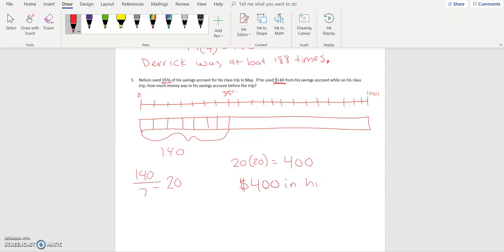in his savings account before the trip. Okay. You could write it in there if you wanted to. Just a lot of boxes. Each one of them is worth 20.